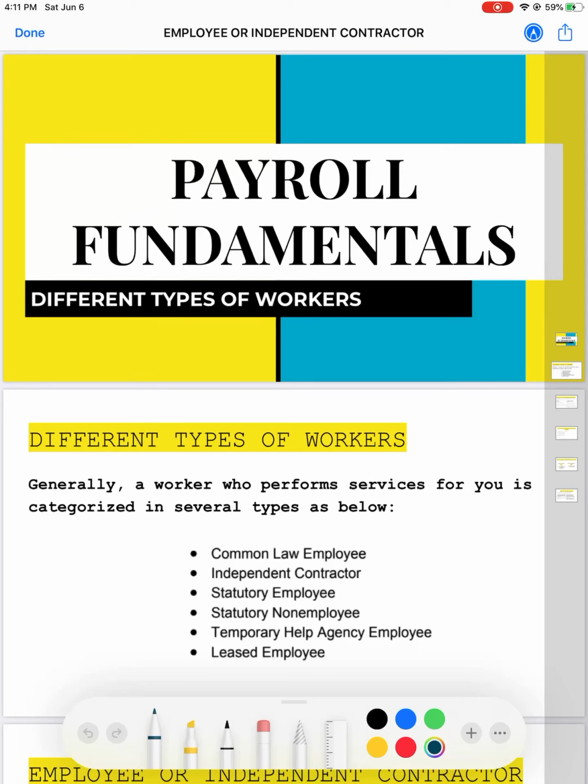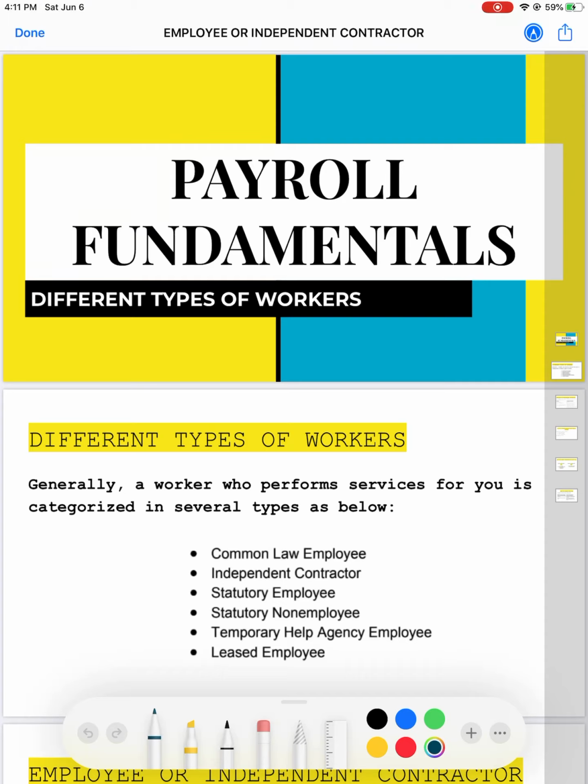Hello everyone, in this video I will talk about different types of workers. So the term worker is actually a very broad term, and it is the responsibility of the employer to make the correct designation, because the employer's tax withholding and reporting obligations depend upon the proper classification of the worker.